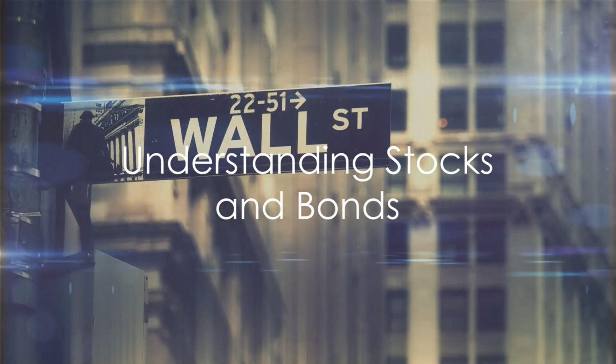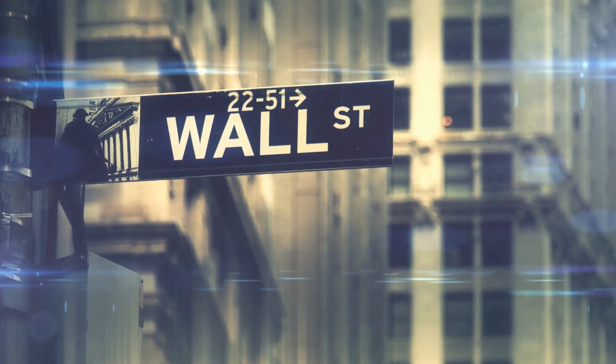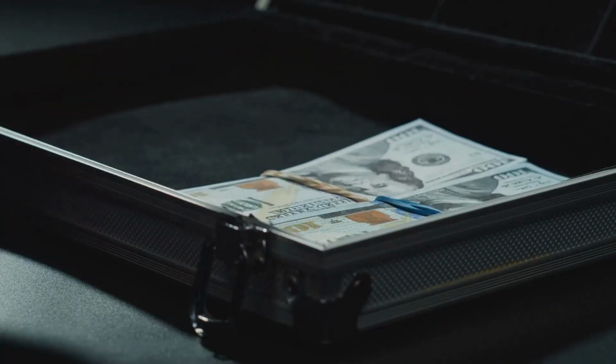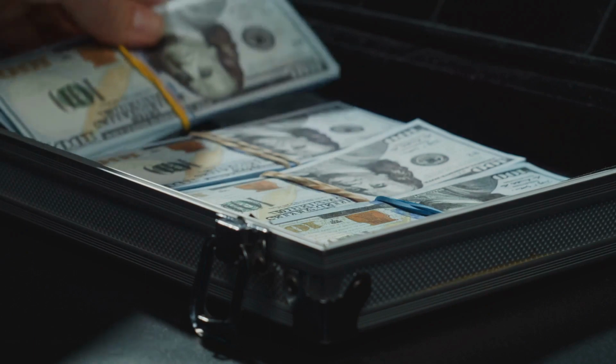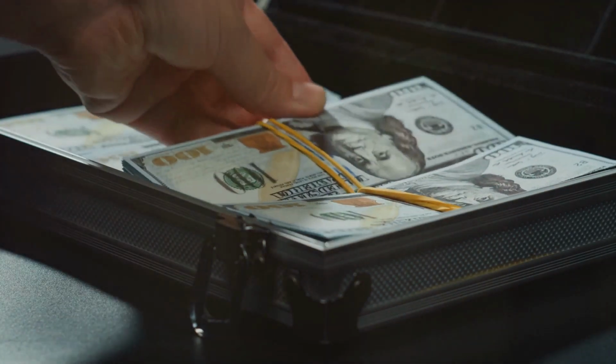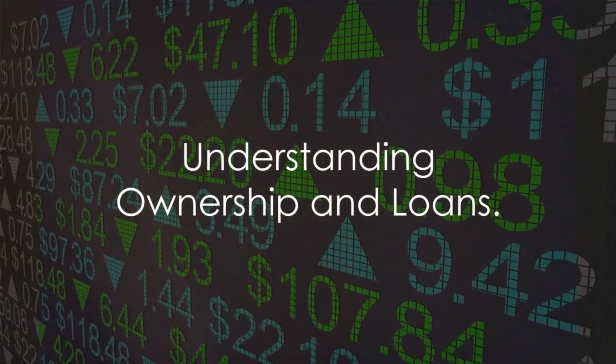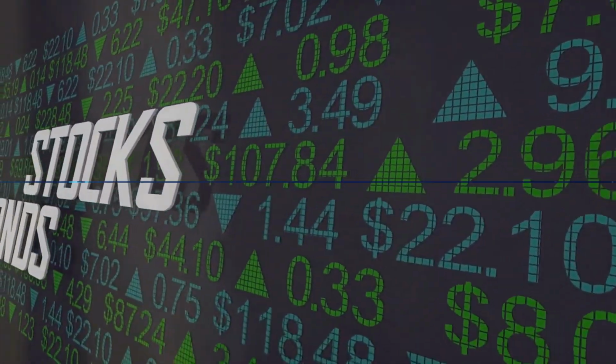Stocks and bonds. A stock is essentially a piece of a company that you own. It's a claim on the company's assets and earnings. Now imagine lending money to a company or government. That's a bond. They promise to pay you back, with a little extra for your trouble. So stocks are ownership, bonds are loans. Stocks and bonds are the bread and butter of investing.